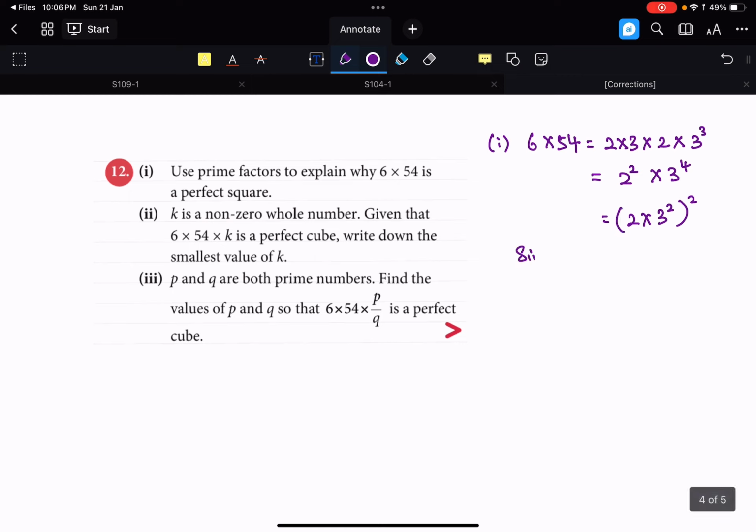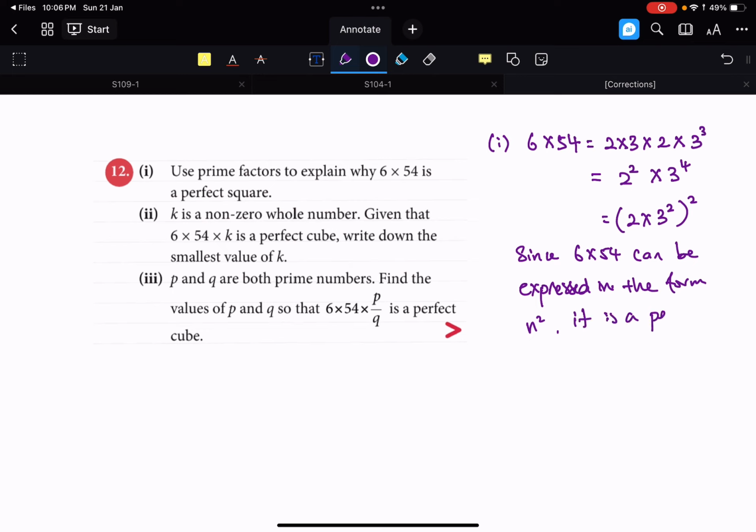So since 6 times 54 can be expressed in the form n squared, it is a perfect square. There we go, right? Part 2. k is a non-zero whole number. So given that 6 times 54 times k is a perfect cube, write down the smallest value of k.